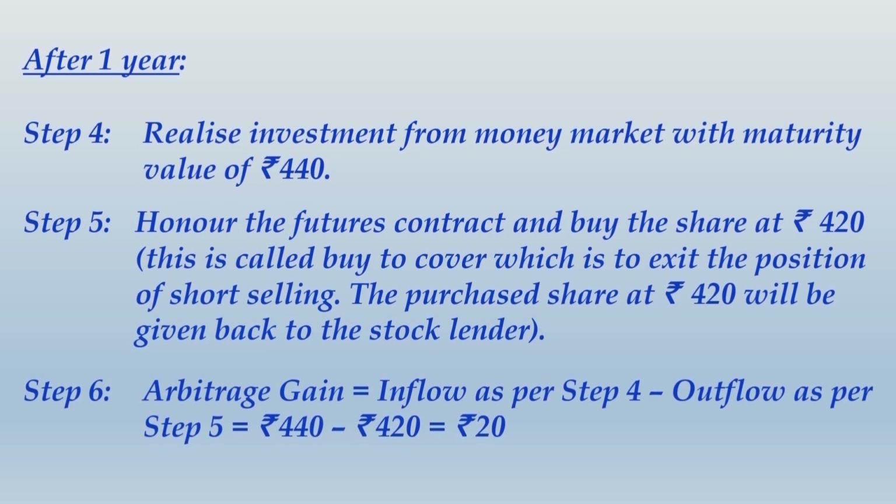And the last step will be the arbitrage gain calculation, which will be inflow as per step 4 minus outflow as per step 5. 440 minus 420 will give you rupees 20 as arbitrage gain. So friends, note down this also, and that will be the end of the solution.